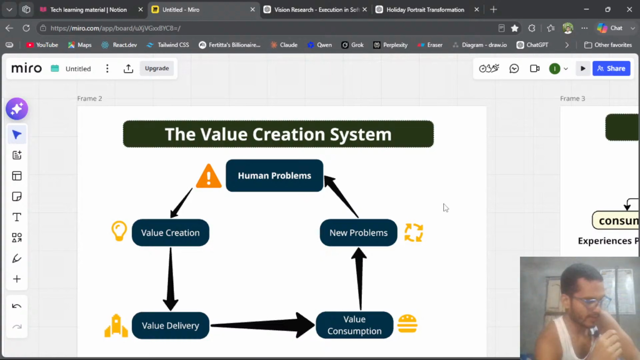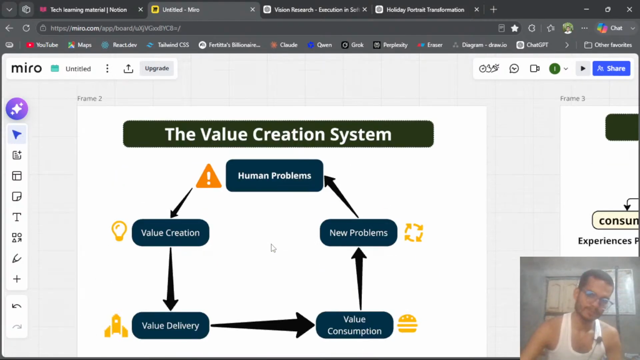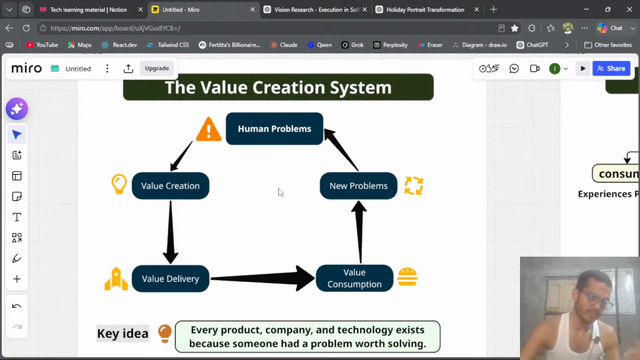Our assumption is very simple. We only care about humans. Humans have problems, right? So this is a cycle, and everything starts with the human. Why do you create a company? It's not because we love to create companies. There is a reason: to solve a human problem. That's all. So we have human problems, and then we have value creation.